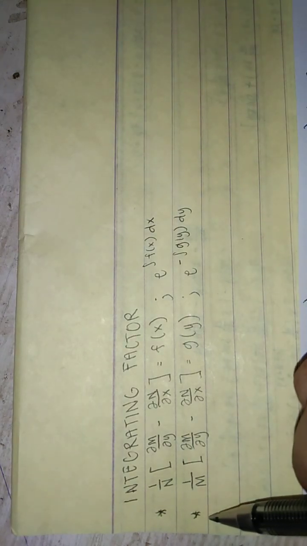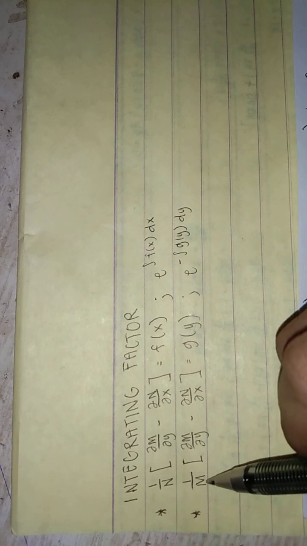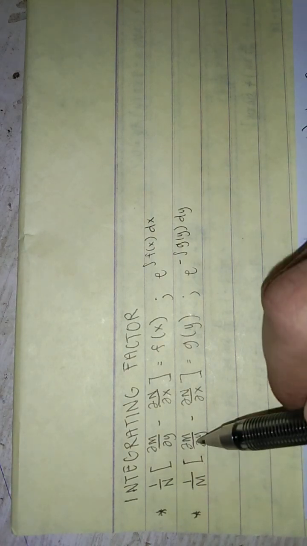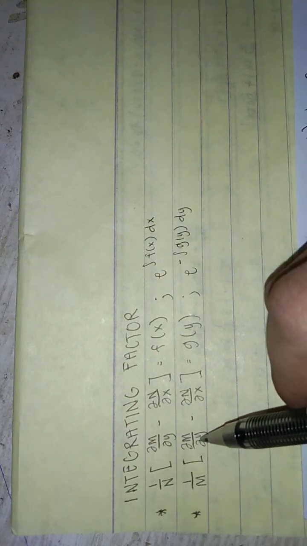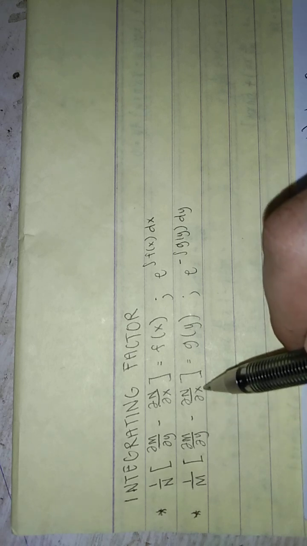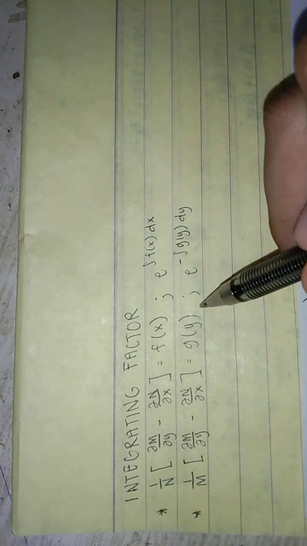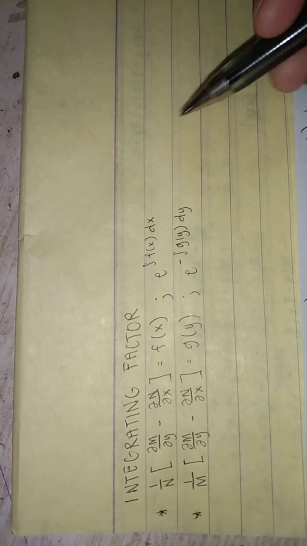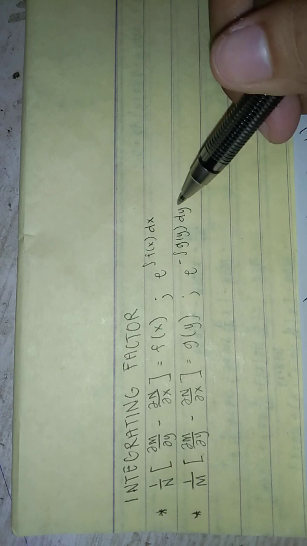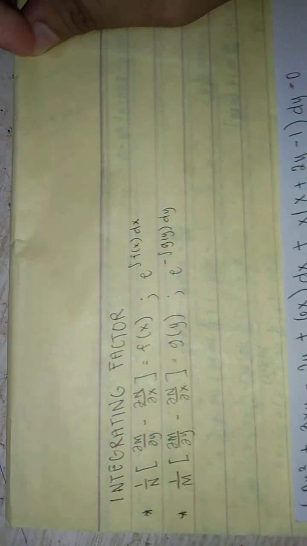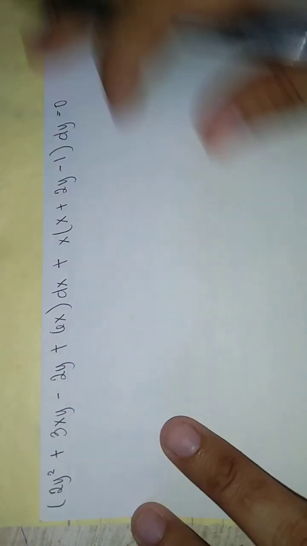As well as in the second rule, which is 1 over M times the partial of M in terms of y minus the partial of N in terms of x is equal to g of y. If this is used, or if the function is y alone, then the integrating factor that we're going to use is e raised to negative integral of g of y dy. Let's further expand the concept of integrating factor by solving problems.